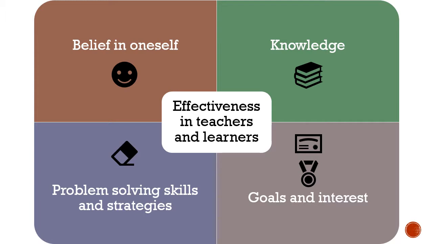This matrix that shows effectiveness in teachers and learners reviews the 4 different stages of effectiveness: confidence, knowledge, problem solving, and finally, goals and interest.